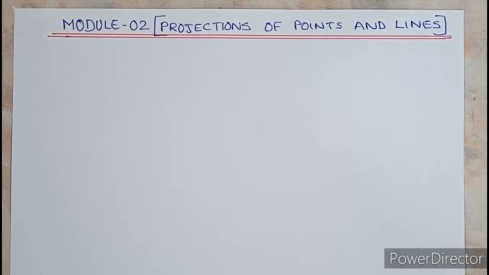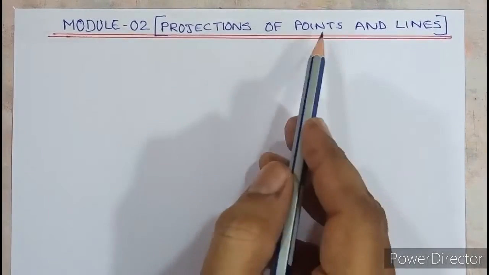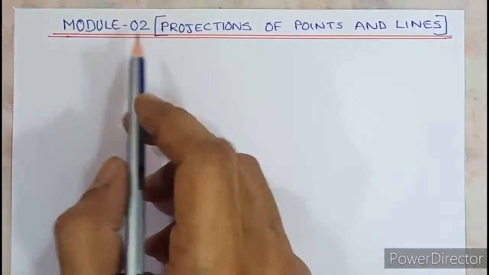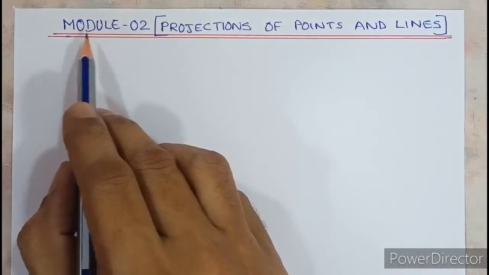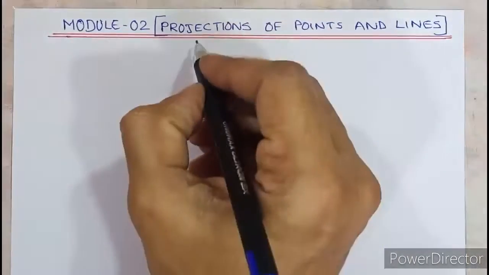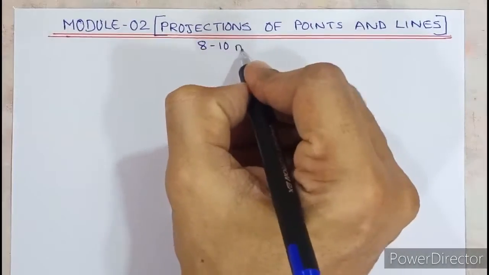Good morning to all. Today we are going to start with module 2. The title is Projection of Points and Lines. So all of you first write down the title on a fresh page: Module 2, Projection of Points and Lines. The weightage of this topic is from 8 to 10 marks. It varies from 8 to 10 marks.